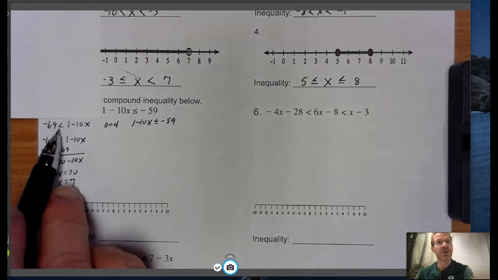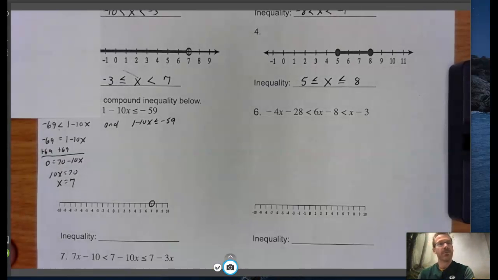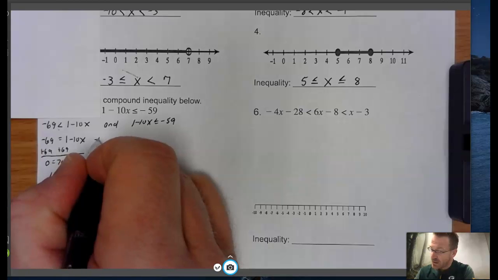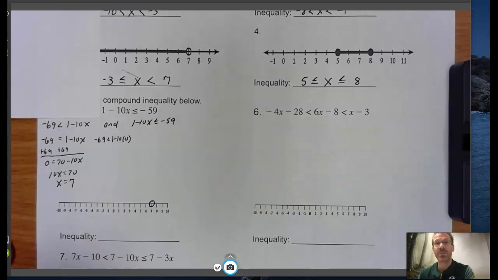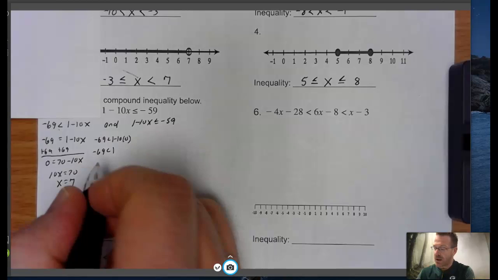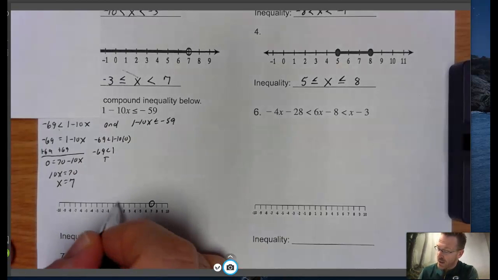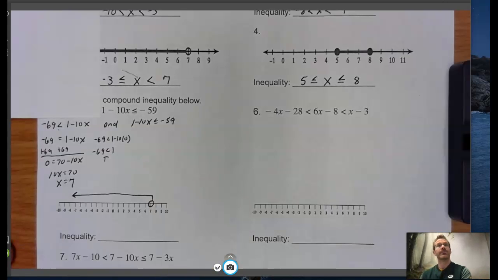We know it's going to be an open circle anchor because we have a less than symbol up there. And then, just like we've done before, we want to test to see which way we shade. So I'm going to test 0, which is on the left side here. So we have -69 is less than 1 minus 10 times 0. 10 times 0 is 0, so I get -69 is less than 1, and that's a true statement. So 0 is on the left, it's true, so I want to shade to the left.